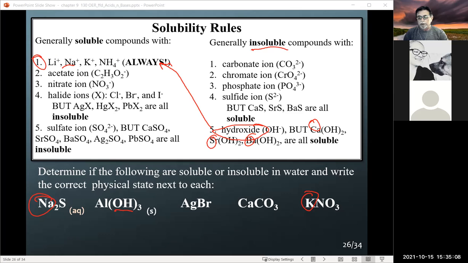Silver bromide. Okay, well, we could look for the bromides. Bromide's a halogen right here. Normally they're soluble unless it's bonded to silver. So in this case, silver bromide is insoluble. All right, now we got the next one, calcium carbonate. Okay, we go to the carbonate, which is right here. Normally, carbonates are insoluble unless they're bonded to the big four, of which calcium is not. So therefore, calcium carbonate is insoluble.